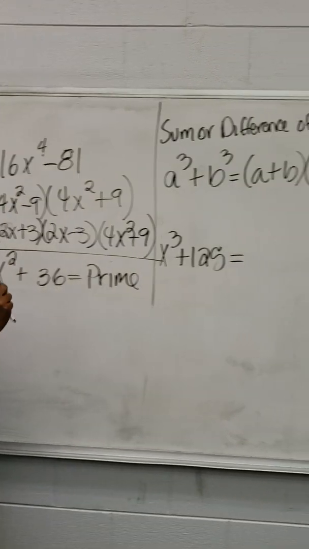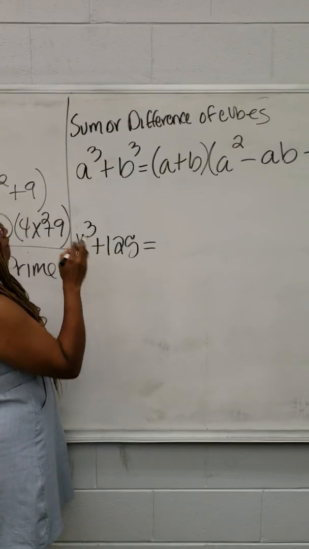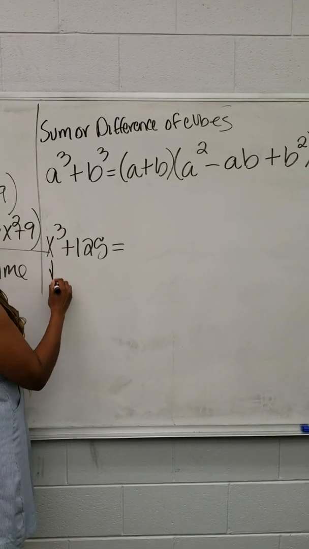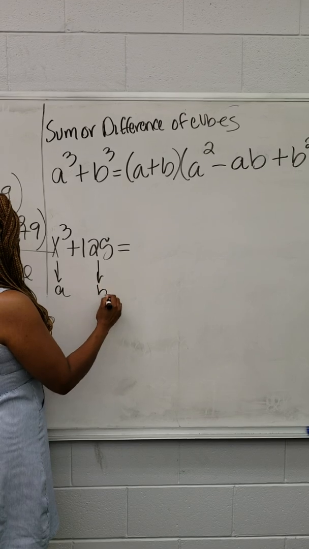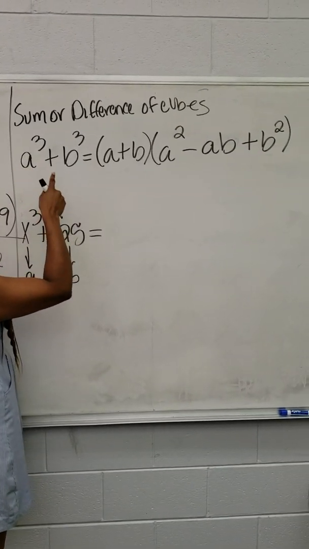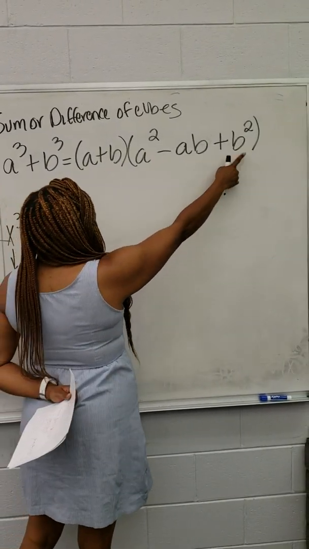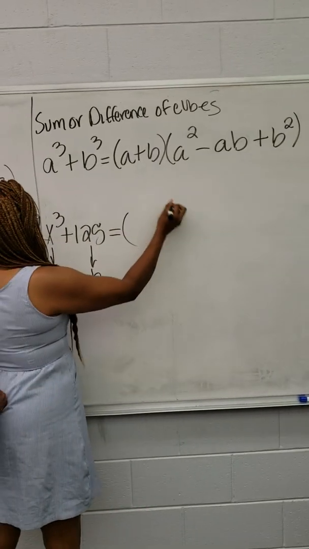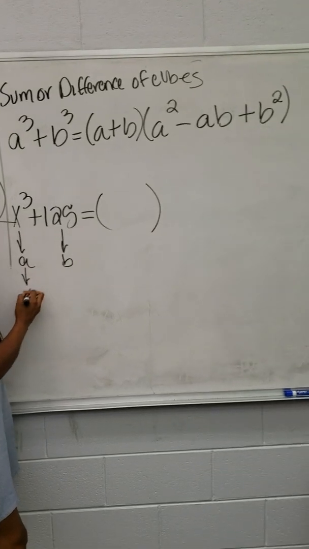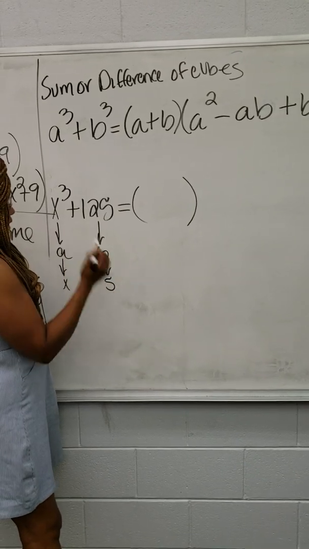Okay? The last piece that I'm going to do is the sum or difference of cubes. So if I find that my numbers are perfectly cubed, I label them as the a and the b. The sum of cubes is a cubed plus b cubed equals a plus b times a squared minus ab plus b squared. So, with that being said, what is my perfectly cubed number for x cubed? Well, x. What is my perfectly cubed number for 125? Well, that would be 5.